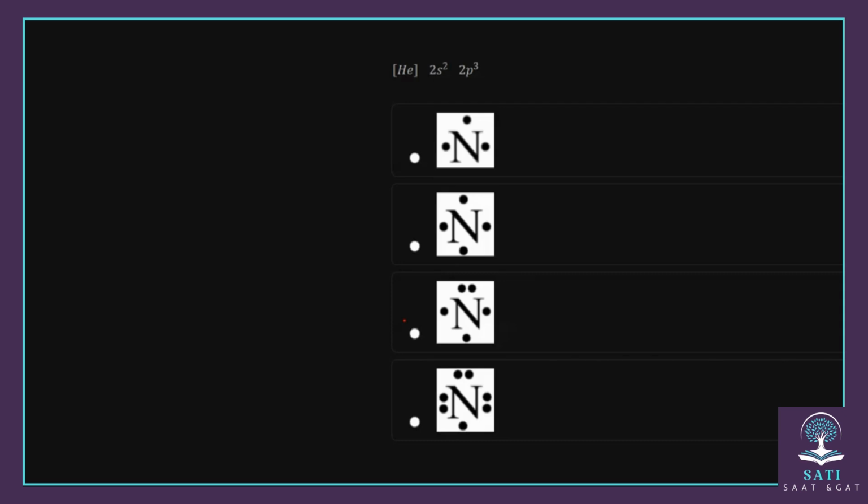The question is about Lewis dot structure. And we said, what is Lewis dot structure? Lewis dot structure, by the way, represents the number of valence electrons as dots around the element.